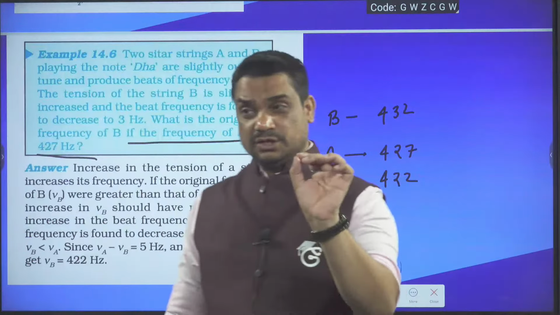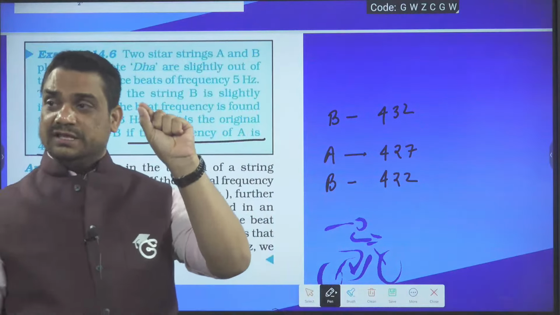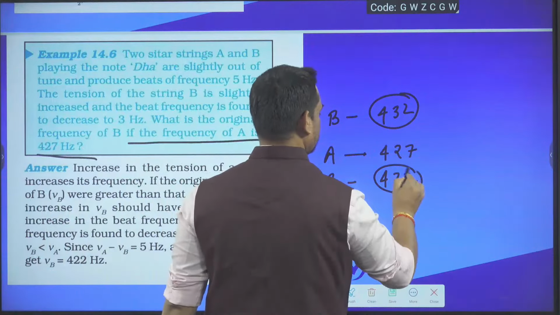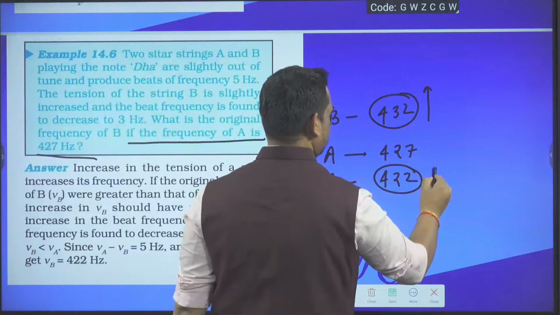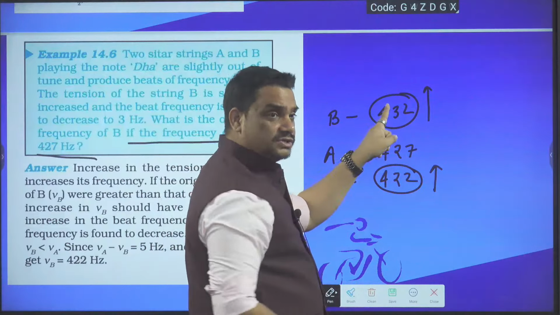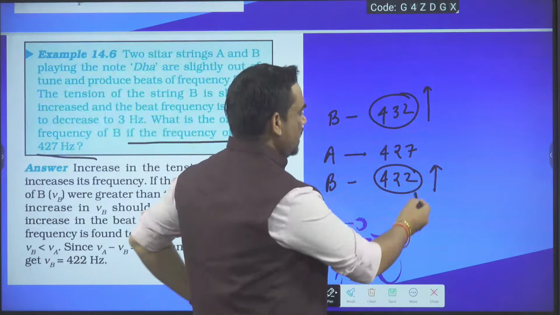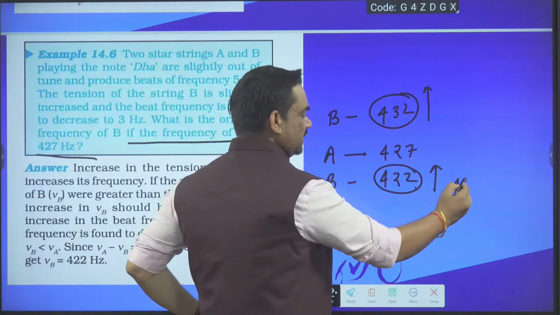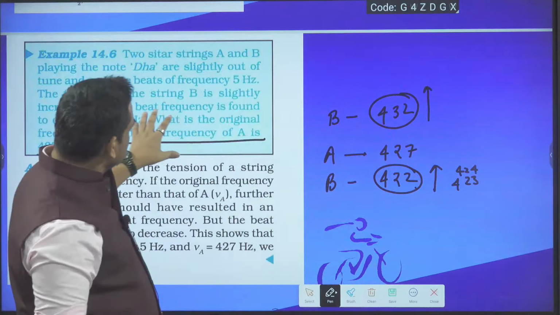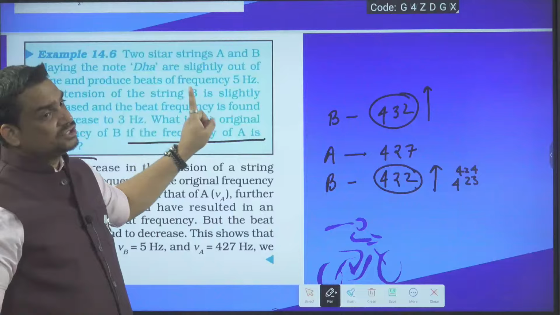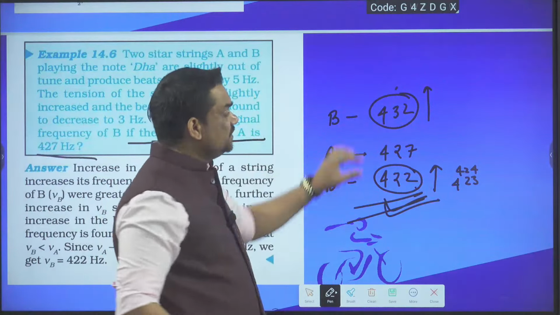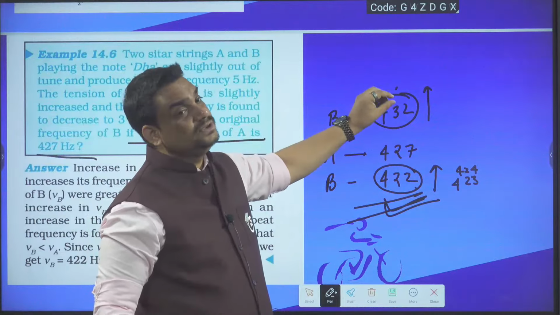Now the tension in B is slightly increased. Tension increasing means the arrow will be up, so the frequency increases. If the answer is 432, the difference keeps on increasing. With 422, it will become 423, 424, so the difference will decrease. They are saying here the beats are 3, and 3 beats are only possible with 422, not with 432, because with 432 it is always going to increase.